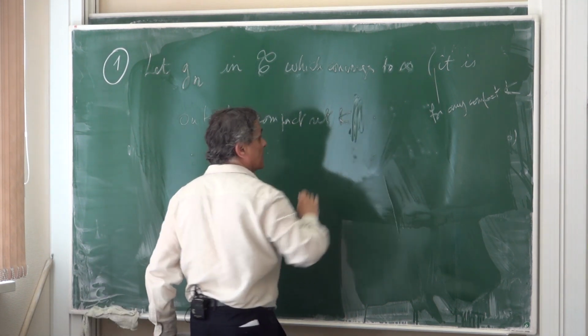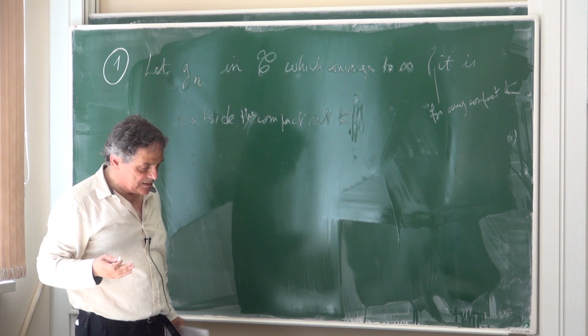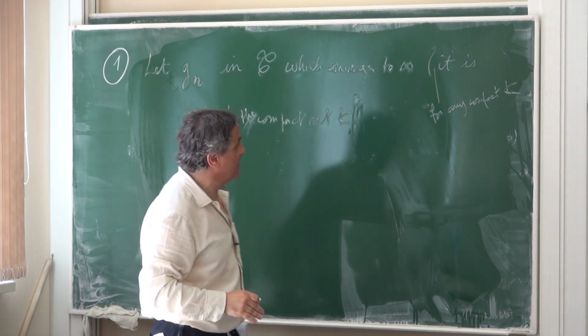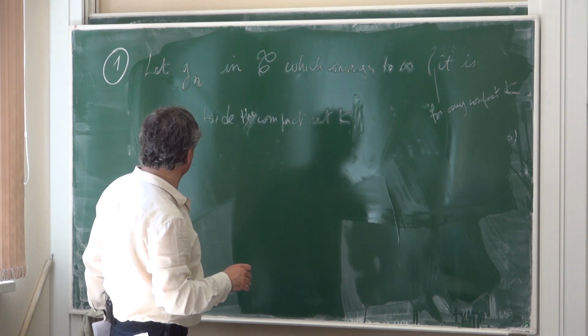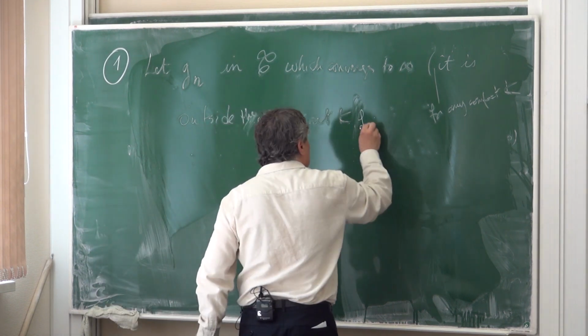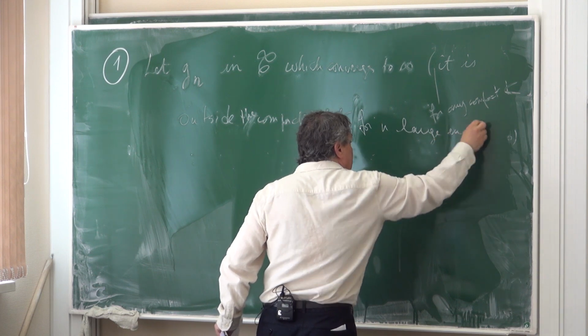Compact, you mean with respect to this symmetrized metric or to the usual? Yes, I said it's the usual metric, so the fact that it's compact or not only depends on the topology. You're right, it doesn't depend on any one of these metrics. Outside the compact set for n large enough.